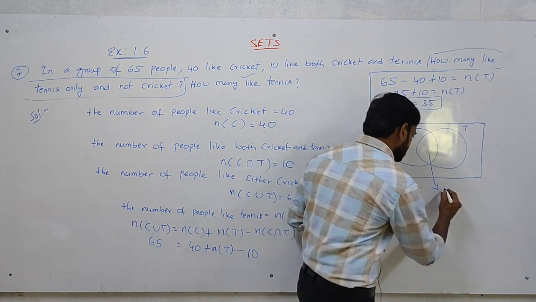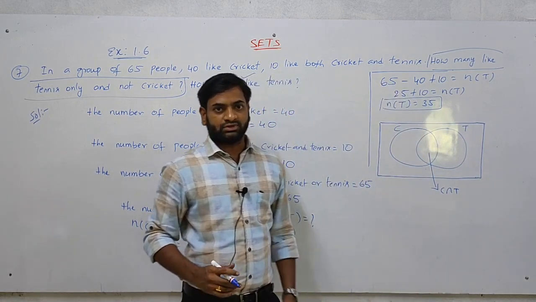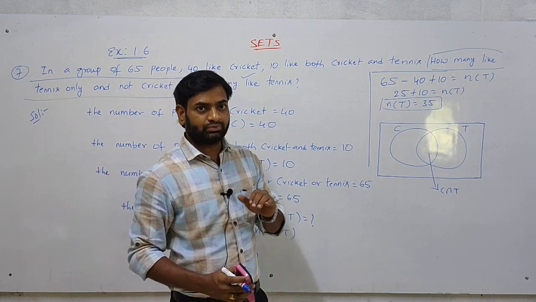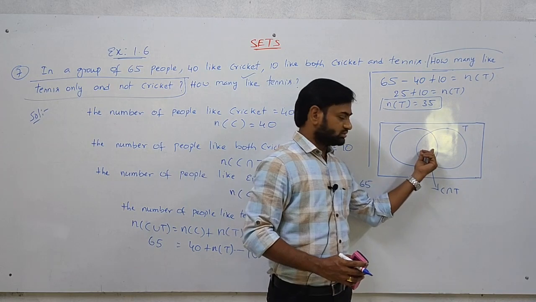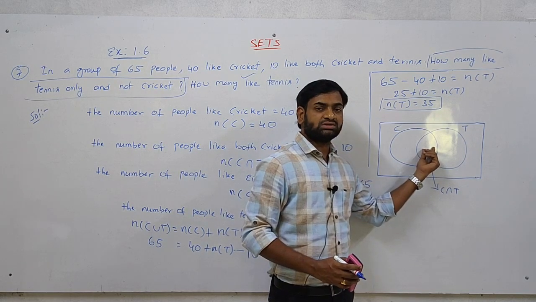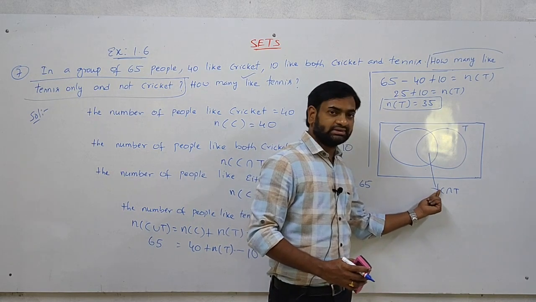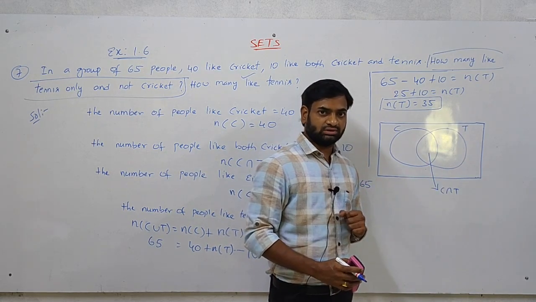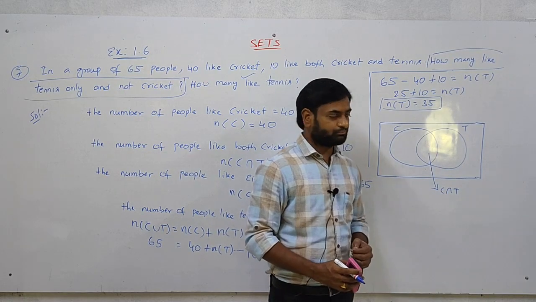That is C intersection T. That means the number of people who like cricket and tennis both. This part is the number of people who like cricket and tennis both. They will like both. This is the common part. That is C intersection T.